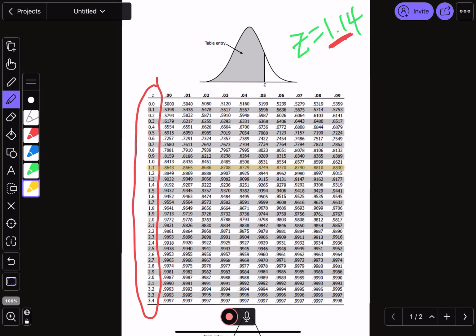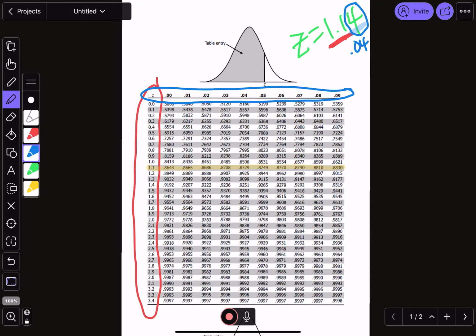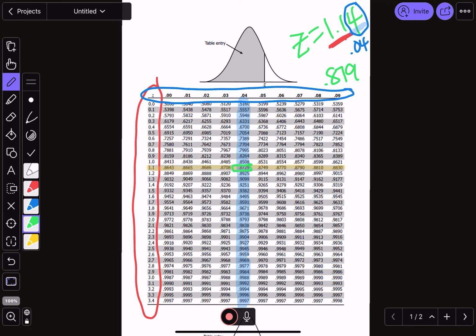Now I want to look for 0.04, okay? So this number right here is 0.04 on the top. And then you're going to find the 0.04 column, and you're going to highlight it. Now, the number that you see when you highlight both of those is this number right here, 0.879. That is your answer to your problem, okay?